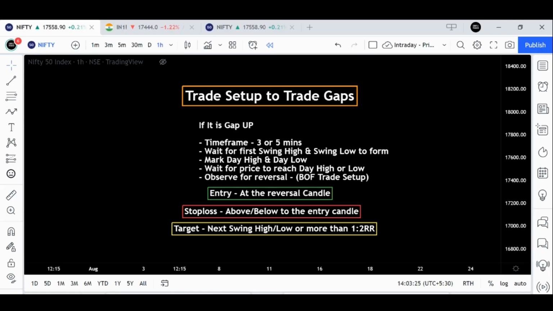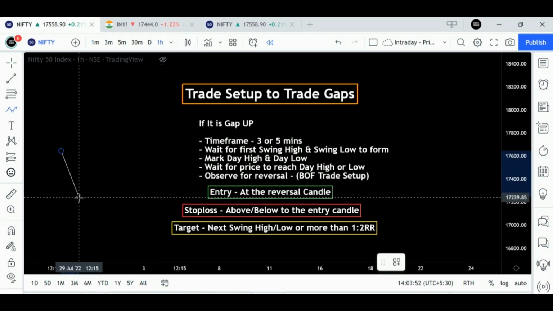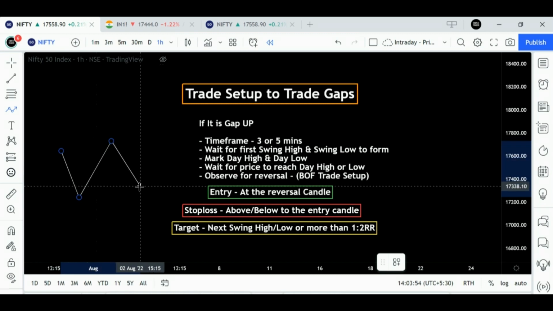Now here comes the important thing: how to trade it. So here is your setup. For intraday, you can go to your 3 minute or 5 minute chart of whatever instrument you are trading. If you see there is a gap up or a gap down, you just wait for at least a few minutes. You wait for a swing to form. So what is a swing? A swing is nothing but you need the price to form something like this.